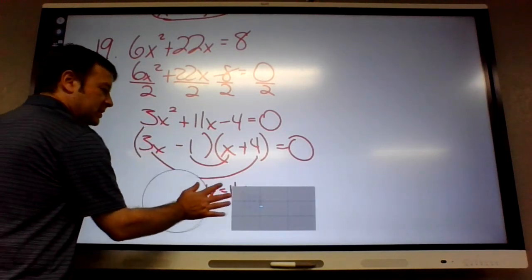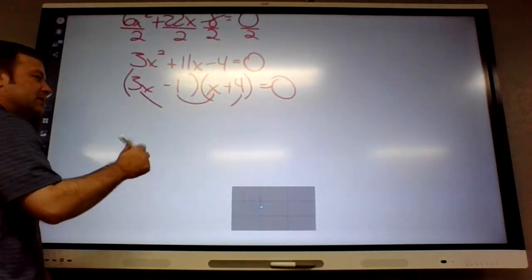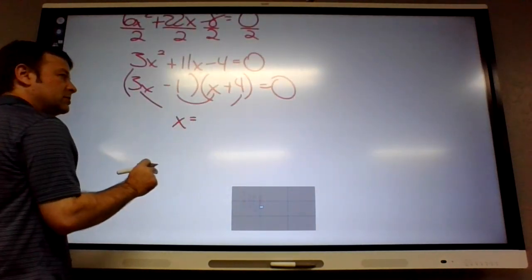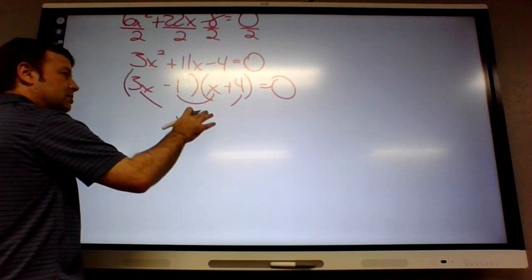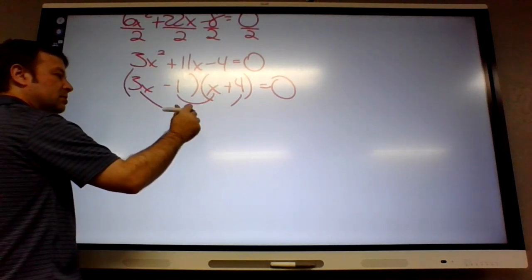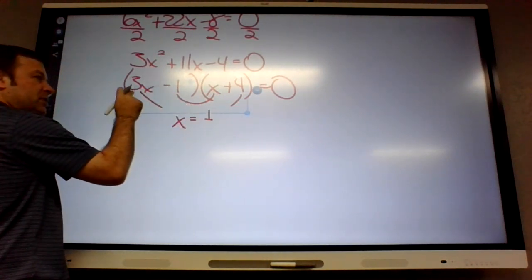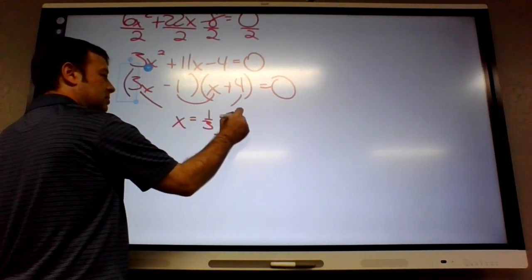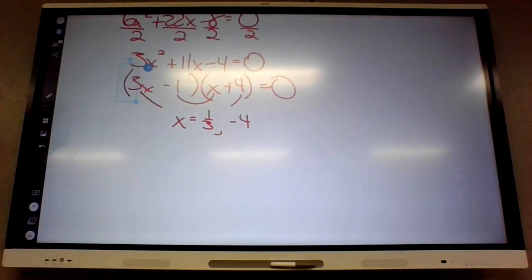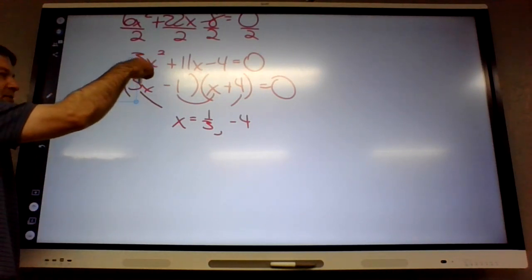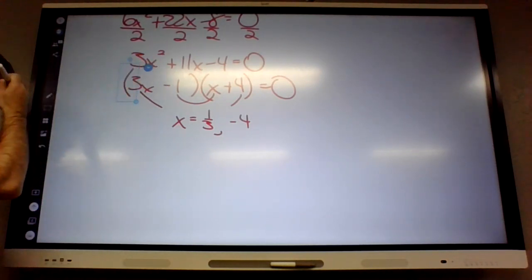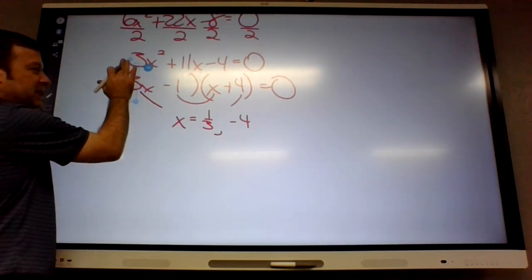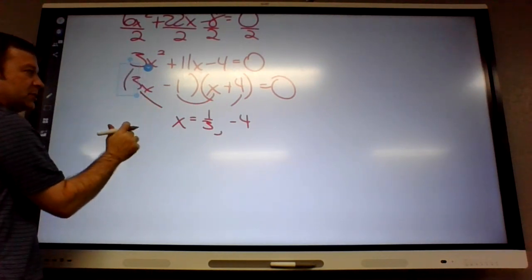Okay, but what would x equal to make these 0? It'd be positive 1/3. Yeah, positive 1/3, or negative 4. A lot of times people forget how to do that. 3x minus 1, instead of positive 1, it's going to be positive 1/3.